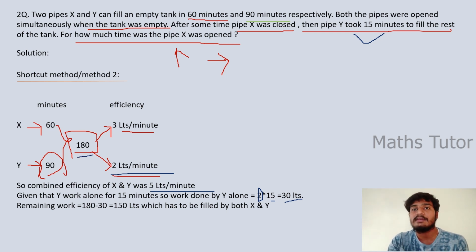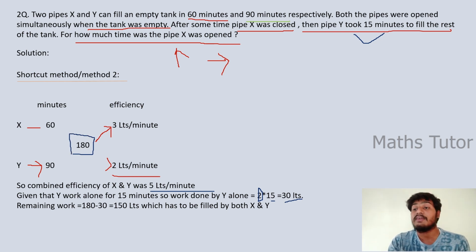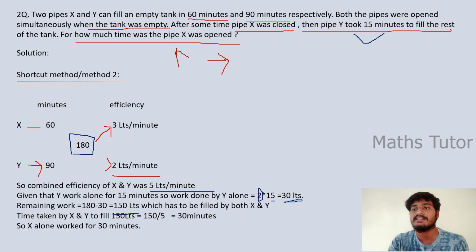So the remaining tank: here the total capacity of the tank is 180 liters. If Y filled 30 liters of the tank alone, the remaining amount is 150 liters, which has to be filled by both X and Y. So the time taken by both X and Y to fill 150 liters is 150 divided by 5, since the efficiency of both X and Y is 5 units. That is 30 minutes. So X alone worked for 30 minutes.